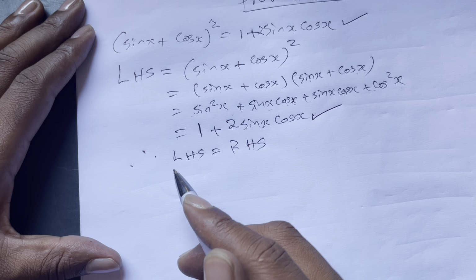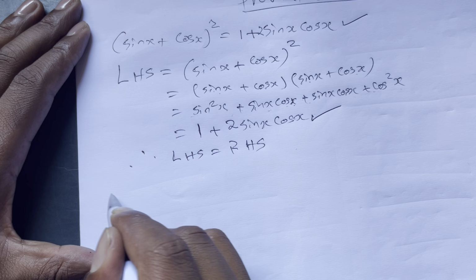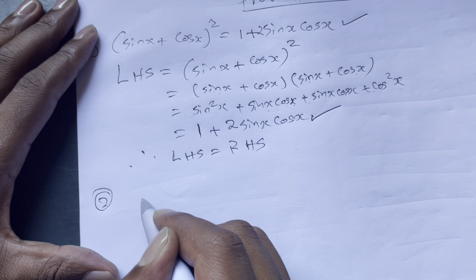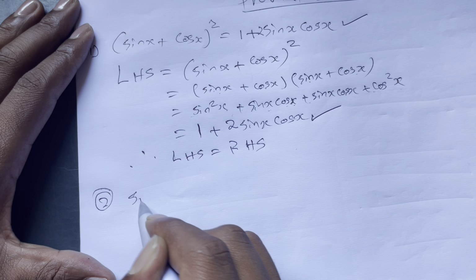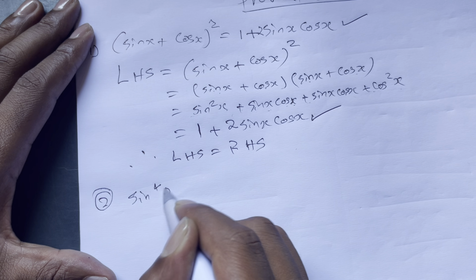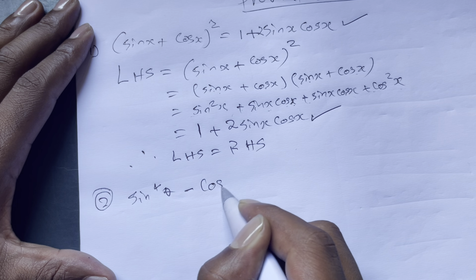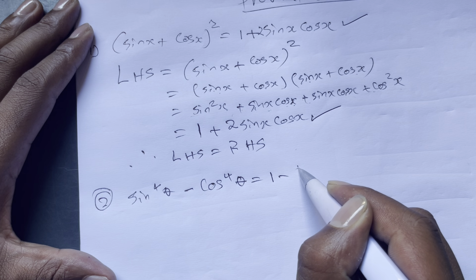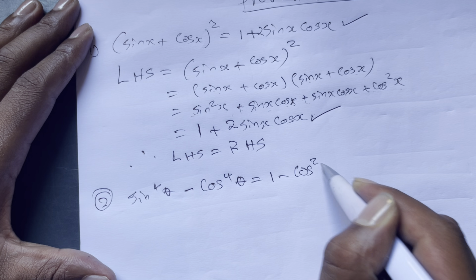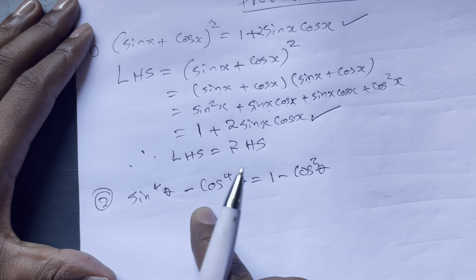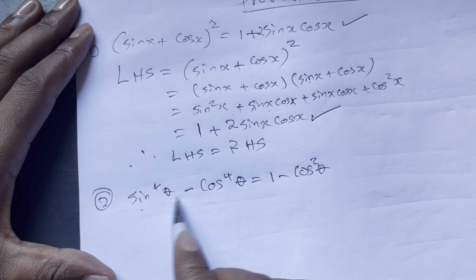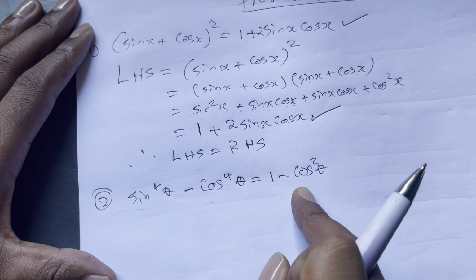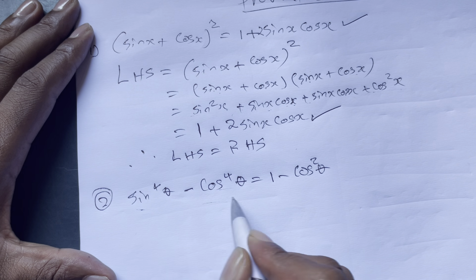Now let's go to this one. Let's say this one was our number 1. Number 2, let's consider this one. Sine theta cos theta, 1 minus cos theta. Okay, again, take this as the difference of two squares. All right, so you have to prove that left hand side equals the right hand side. So we're going to start with this one.